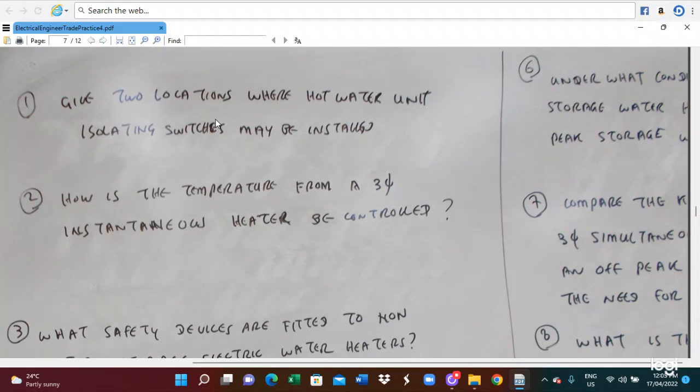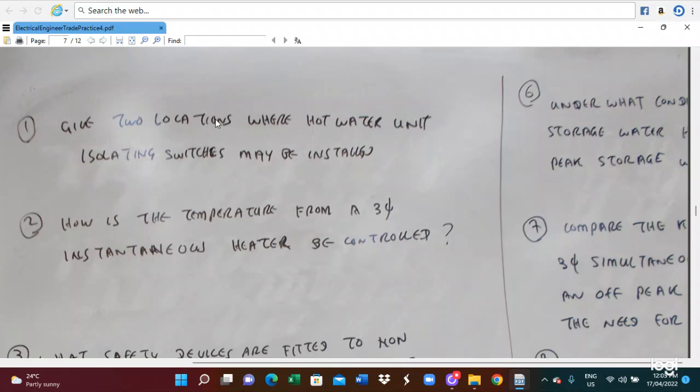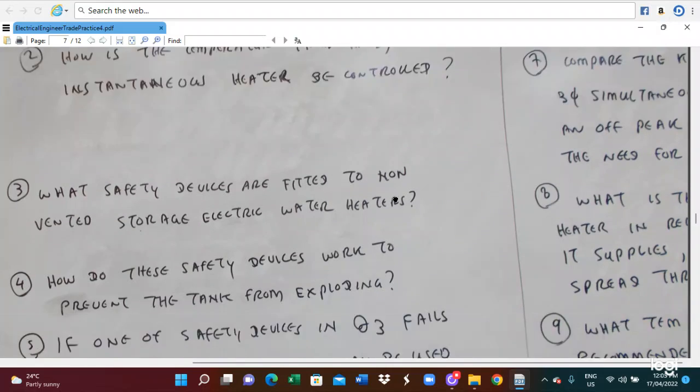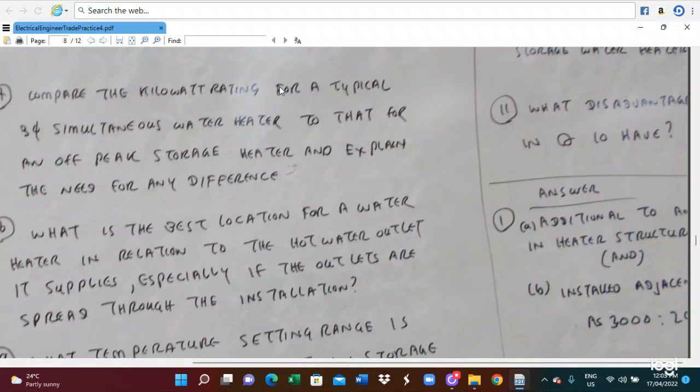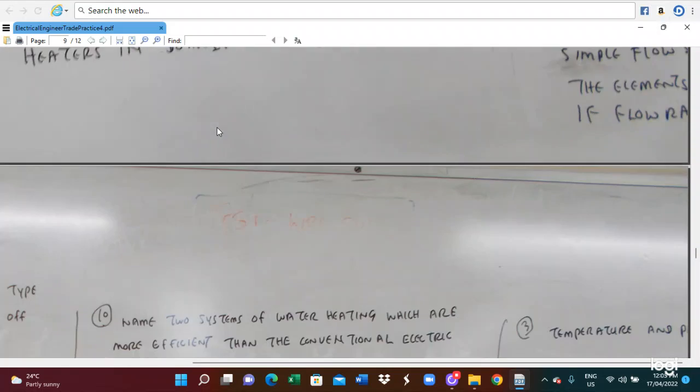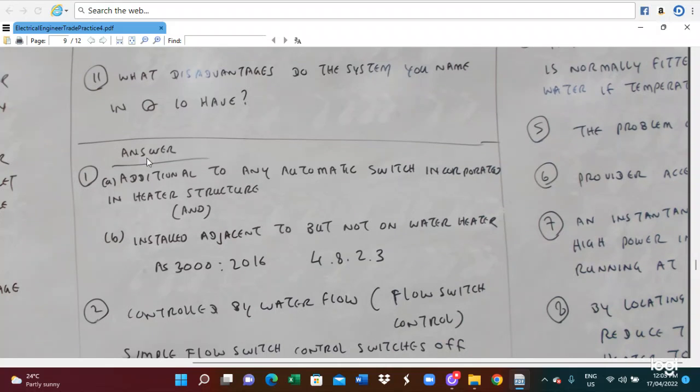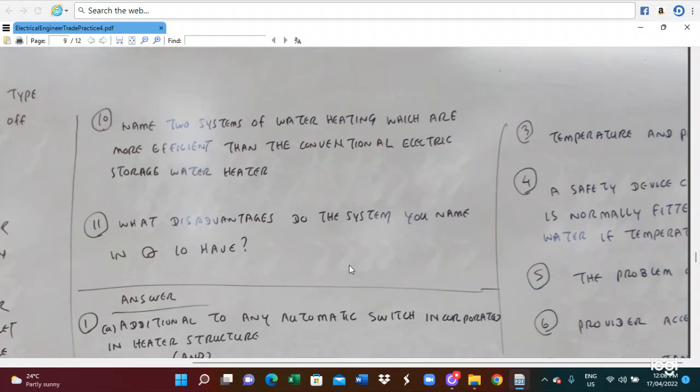So this is a question and answer. Give the location where the hot water unit isolating switch may be installed. The answer is: in addition to the automatic switch incorporated in the switchboard, or installed adjacent to but not on the water heater. See the appropriate AS/NZS 3000:2018 clause.